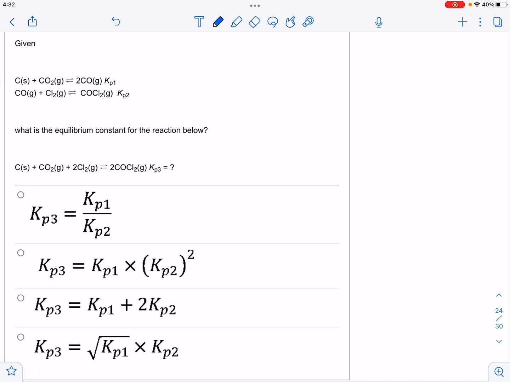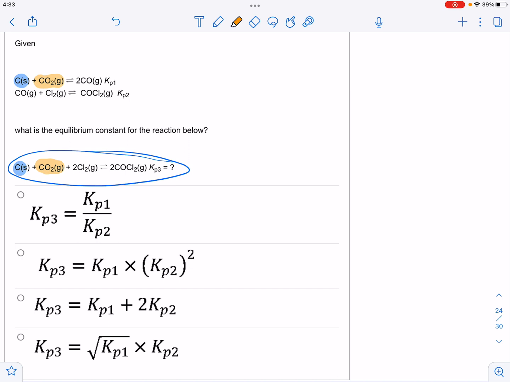If we have these constants and these two reactions, and with those two reactions you are to obtain the reaction of interest, then what do we have to do here? To begin with, let's search for carbon, which is there, and then we have CO2, which is here.